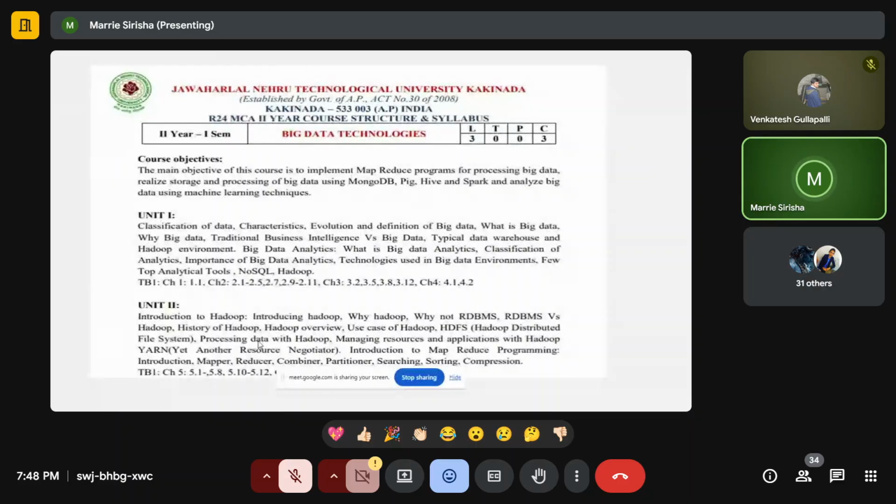YARN is nothing but Yet Another Resource Negotiator, and introduction to MapReduce. As you have seen in the course objective itself, the main objective of this course is to implement MapReduce programs. So in the second part of unit two, you'll be learning what MapReduce programming is and what mapper, reducer, combiner, partitioner, searching, sorting, and compression are. So you have to be thorough with the first unit, then you'll have a strong base to understand the second, third, and fourth units also, right?